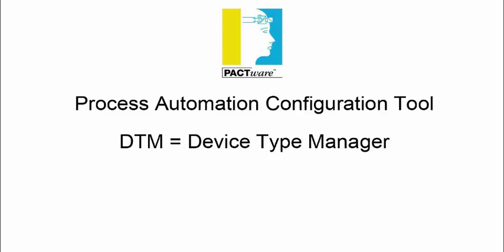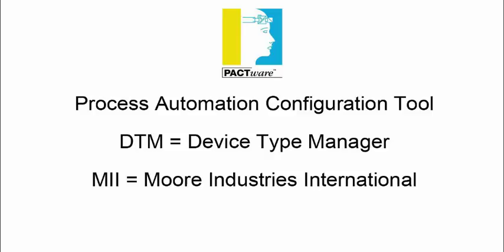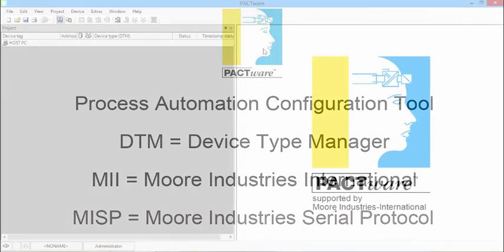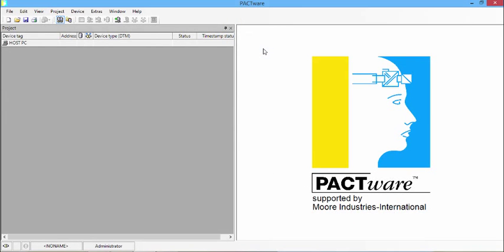Also in our DTMs, you'll see a few abbreviations you might not recognize. One is MII, which stands for Moore Industries International. And lastly, MISP, which stands for Moore Industries Serial Protocol. And that is the protocol we use on the cable that will connect from your PC to the little 3-pin port on the front of your THZ3 or TDZ3. Okay, so now let's get ready to take a look at how this all works and we'll put it together.